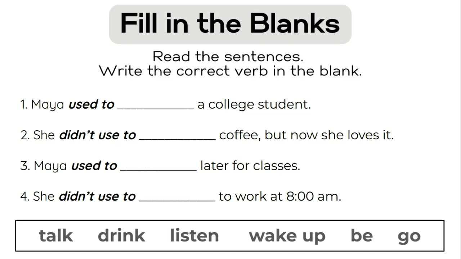Okay, let's see how you did. Taking a look at number 1, the answer should be B. All right, let's read sentence 1 together to practice our fluency. Number 1, Maya used to be a college student.